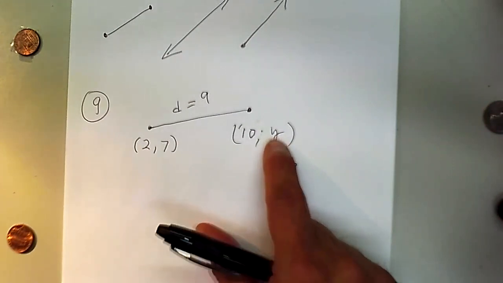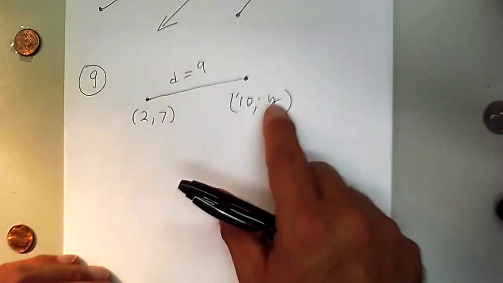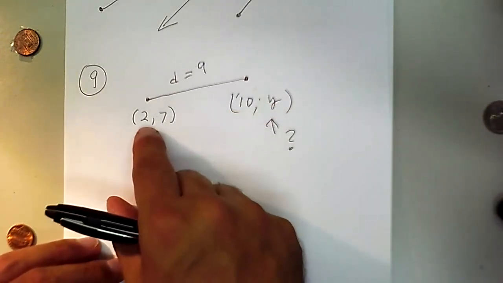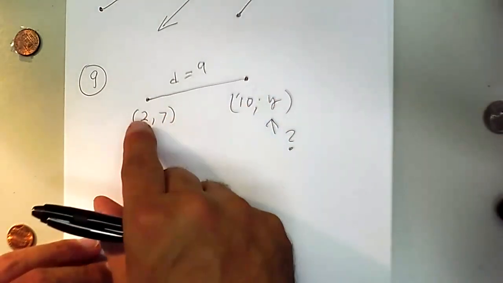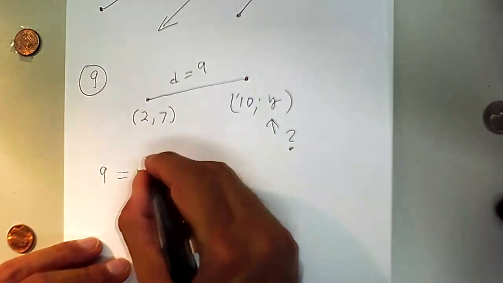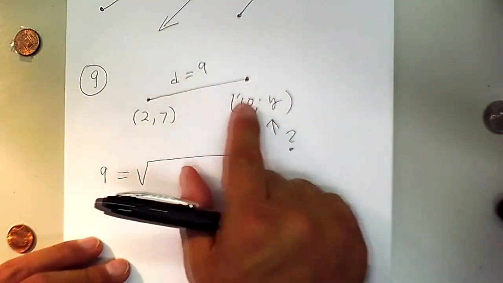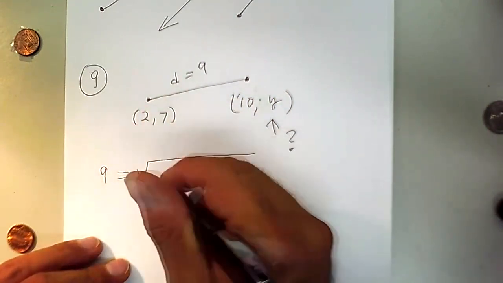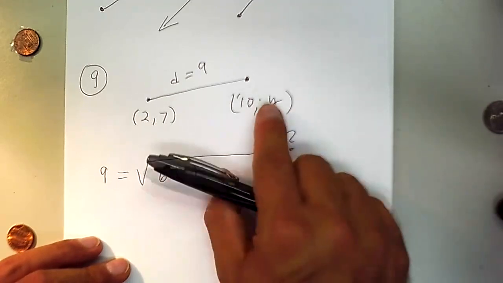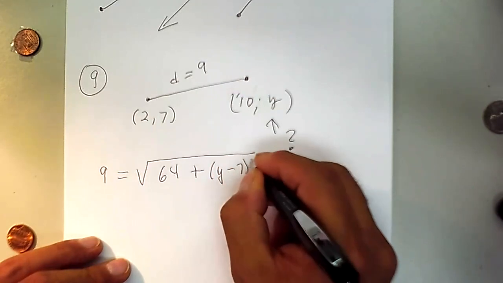Let's assume there's a solution and then draw information using algebra about that assumption. So let's assume there is an answer to it. So what we know is that 10 minus 2, or the distance, which is 9, should equal the square root of 10 minus 2 squared. 10 minus 2 is 8. Squared is 64. All right, plus y minus 7, oh, y minus 7 squared.